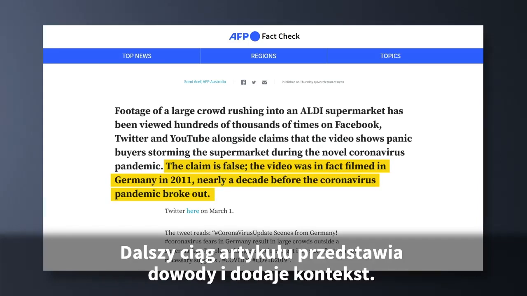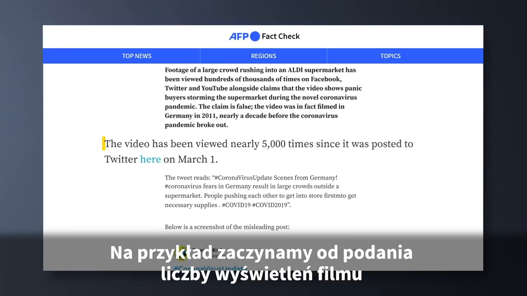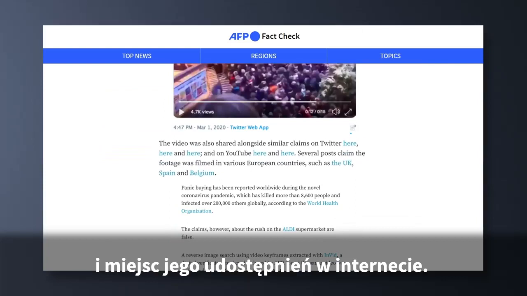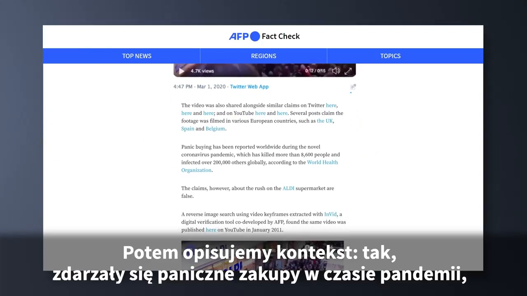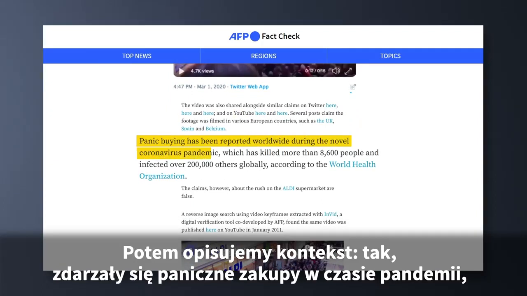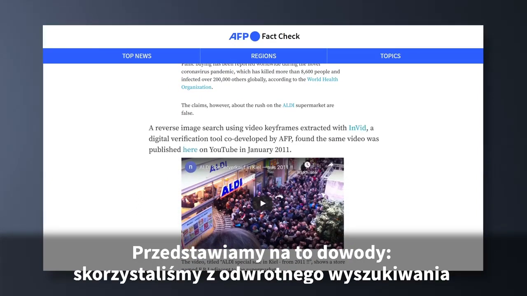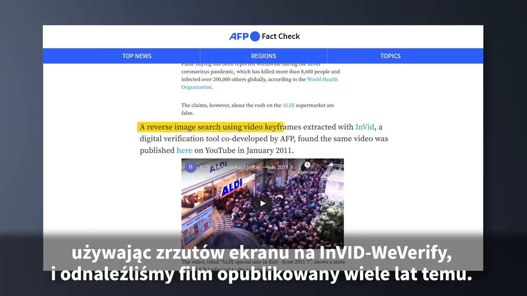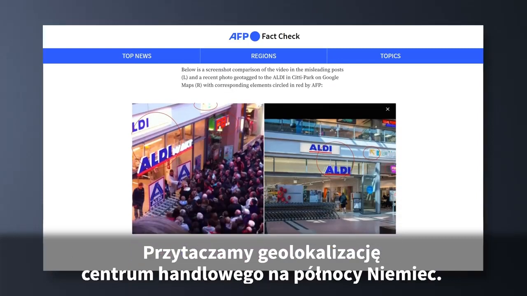You've then got the rest of the article to show your proof and provide more context. In this fact check, for example, we started by explaining how many times the video was viewed and where on the internet it was shared. Then we gave the context. Yes, panic buying had been reported worldwide during the pandemic, but this video did not show one of these incidents. We then explained how we found our proof. We ran a reverse image search on keyframes using InVID-WeVerify and saw that the video had first been published online years before the pandemic. Finally, we explained how we geolocated the video to a mall in northern Germany.